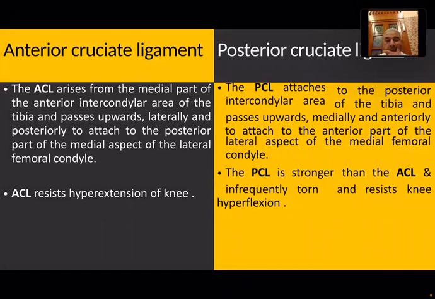hyperextension of the knee. The posterior cruciate ligament attaches to the posterior intercondylar area of the tibia and passes upward, medially and anteriorly to attach to the anterior part of the lateral aspect of the medial femoral condyle. The PCL is stronger than the anterior cruciate ligament, is infrequently torn, and resists knee hyperflexion.